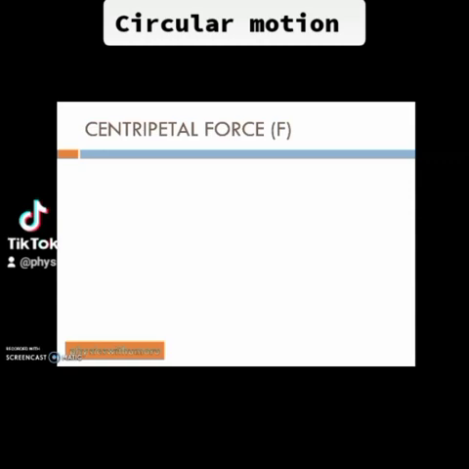And we all know that force is the product of mass and acceleration. Therefore, centripetal force should be the product of mass and centripetal acceleration. And we already know that centripetal acceleration is given by v²/r. So if we substitute this into the formula, we are going to have that F = m, which is the mass, times the centripetal acceleration, which is v²/r. So this is the formula for the centripetal force.